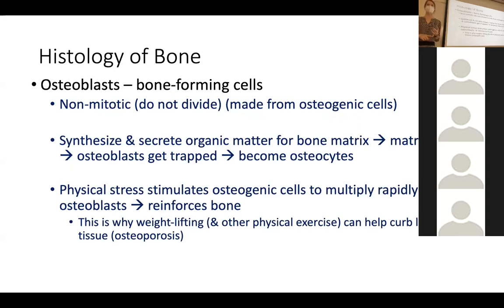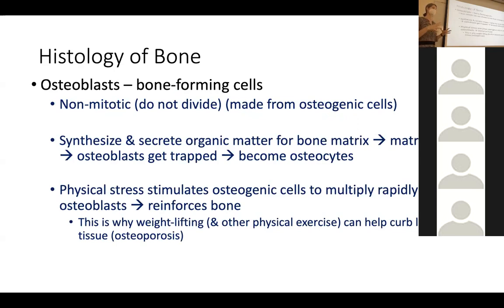So the second type of bone cell is called an osteoblast. These are the cells that essentially form the bone. They can't divide themselves, so they're non-mitotic, but they come from osteogenic cells. So those osteogenic cells that I just talked about, the stem cells, basically turn into osteoblasts. The osteoblasts then are going to secrete the matrix around them. So the bone, the matrix of the connective tissue. So they're really forming the bone.